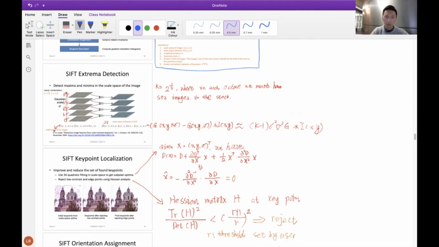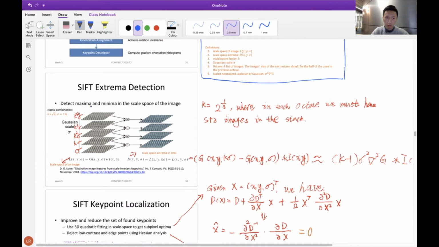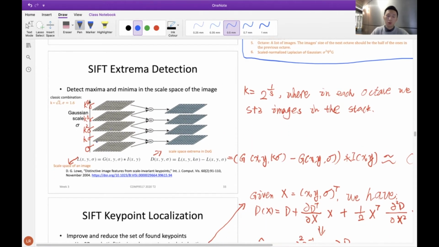So let's start from the scale space of the image part here. I would like to give more information about the Gaussian scale sigma here. The first image has the normal sigma, and the second image would be multiplied by the multiplicative factor k. So k here is defined by the user, but a classic combination would be k equals the square root of 2, and sigma would be 1.6. And in the coming layers, its sigma would be k times the previous image's sigma.